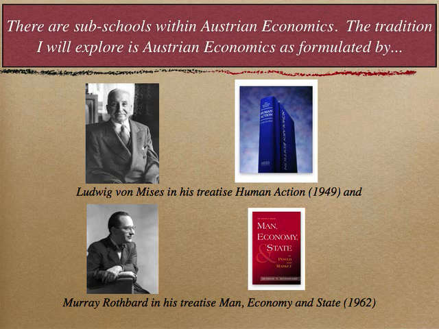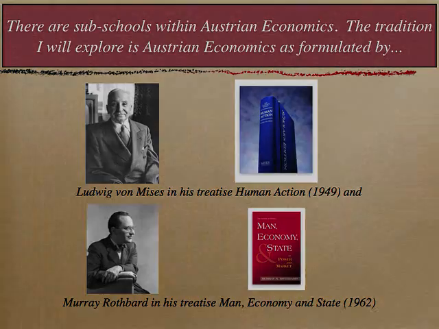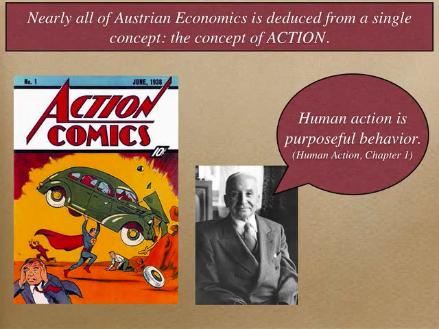There are sub-schools within Austrian economics. The tradition I will explore is Austrian economics as formulated by Ludwig von Mises in his treatise Human Action, 1949, and Murray Rothbard in his treatise Man, Economy, and State, 1962. Nearly all Austrian economics is deduced from a single concept, the concept of action. Human action is purposeful behavior.